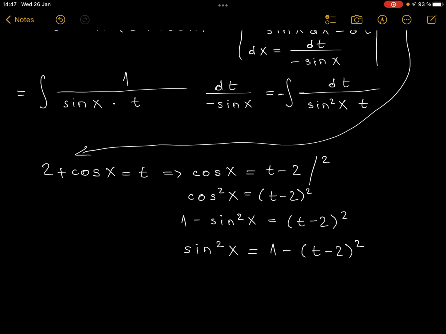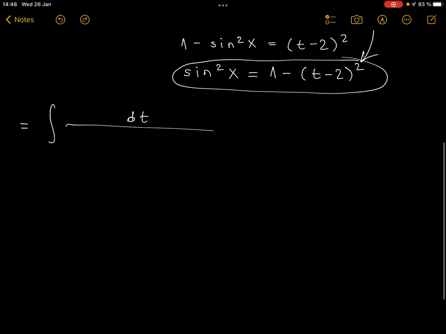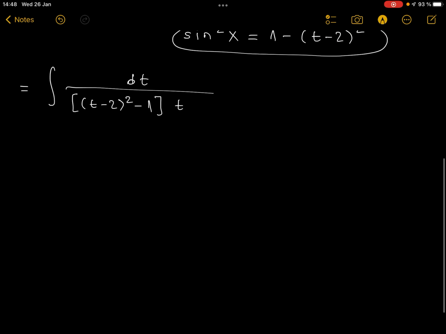So we're going to get the integral of dt over, since we have this minus here, I'll just change the signs, t minus 2 squared minus 1, and of course times t.